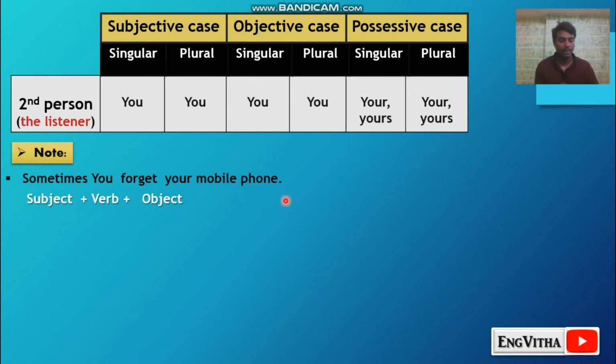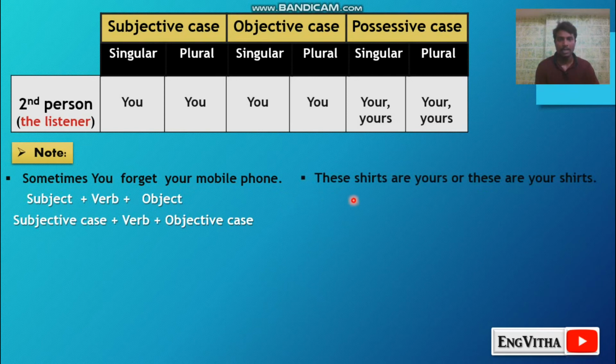It is nothing but the same formula, that is subjective case plus verb plus objective case. These two formulas are the same, but the difference is in the names. And let's see another sentence for the possessive case. These shirts are yours, or these are your shirts.